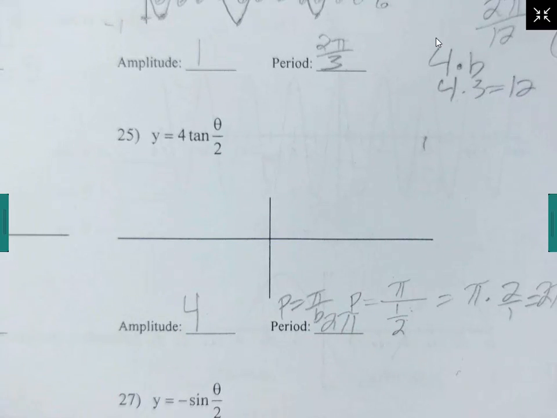Yeah, you only have to do 1 cycle. Just 1 cycle, yeah. And I think the directions say that you want to do it from 0 to 2 pi for sine and cosine, but you only have to do 1 cycle for the tangent, okay? Does that help? Make it more simple? Okay.